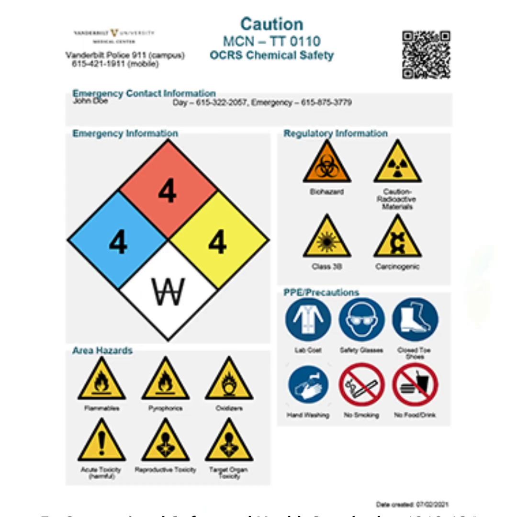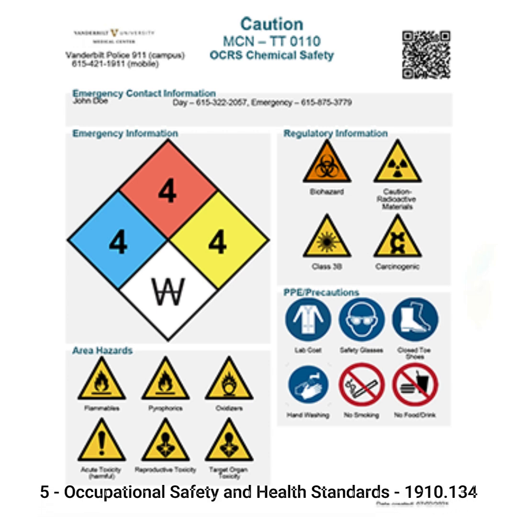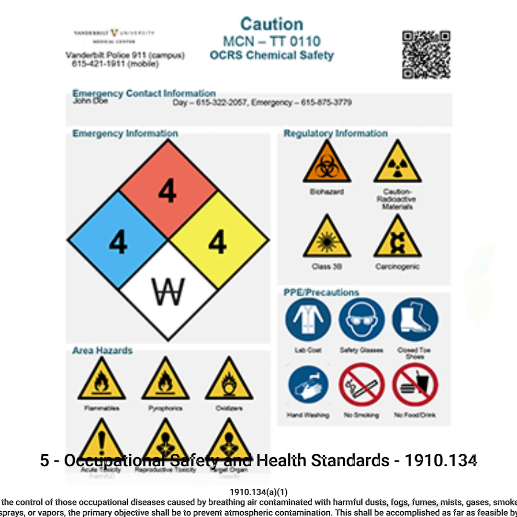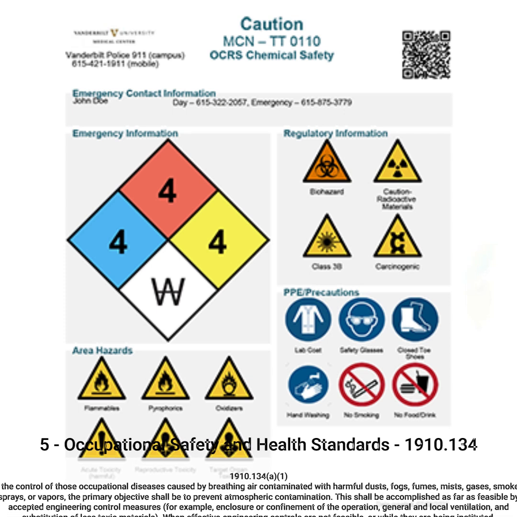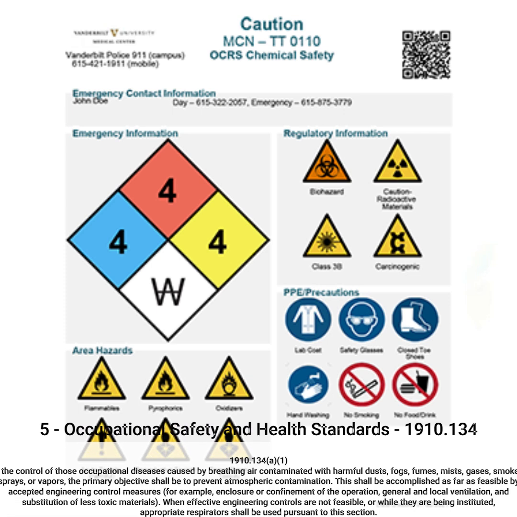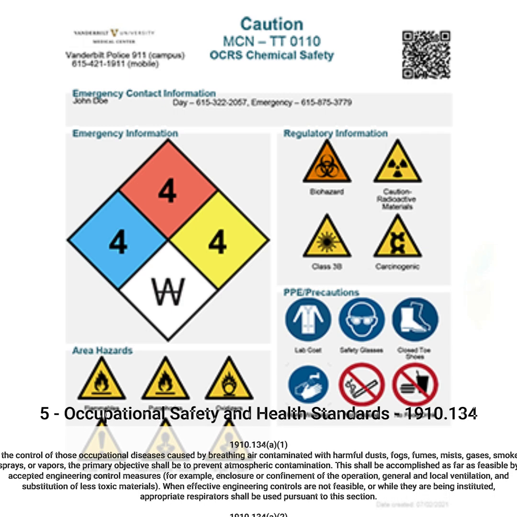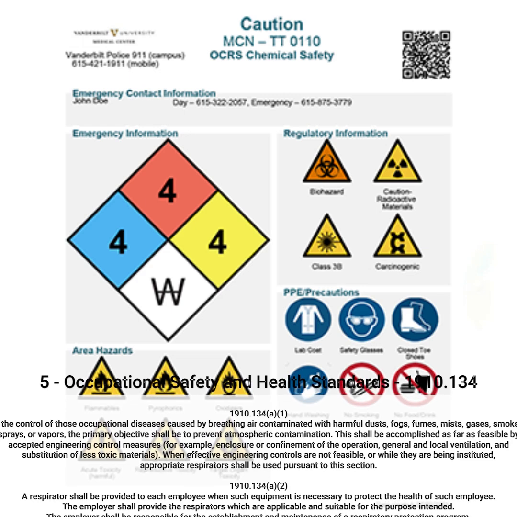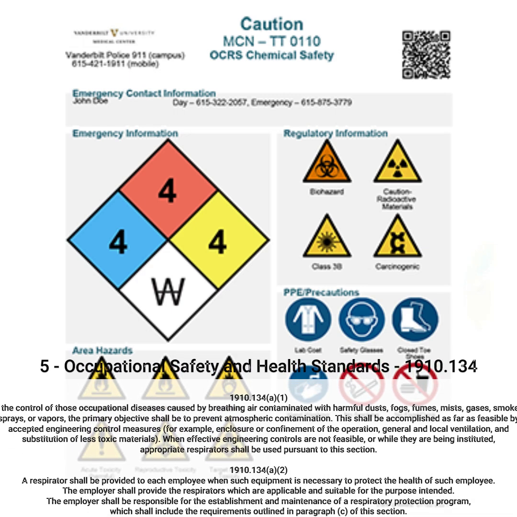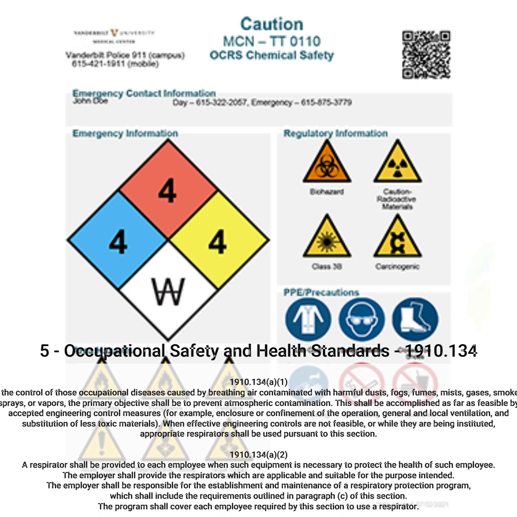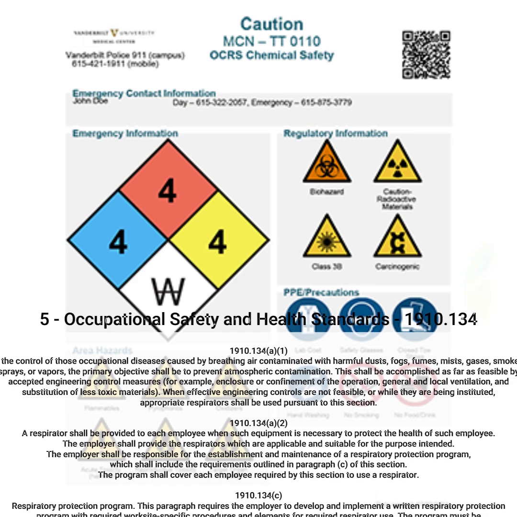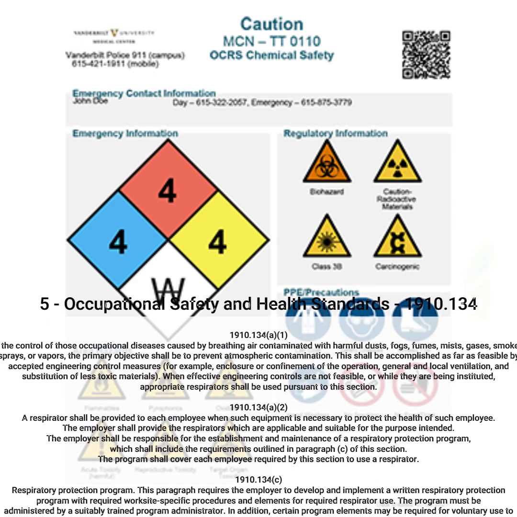Number 5. Occupational Safety and Health Standards. 1910.134. 1910.134A1. In the control of those occupational diseases caused by breathing air contaminated with harmful dust, fogs, fumes, mists, gases, smokes, sprays, or vapors, the primary objective shall be to prevent atmospheric contamination. This shall be accomplished as far as feasible by accepted engineering control measures. For example, enclosure or confinement of the operation, general and local ventilation, and substitution of less toxic materials.